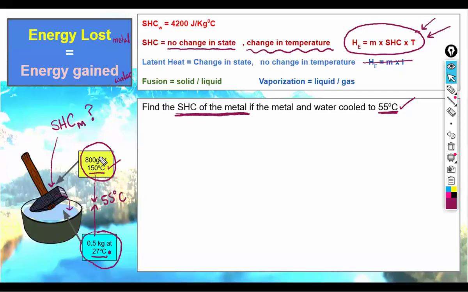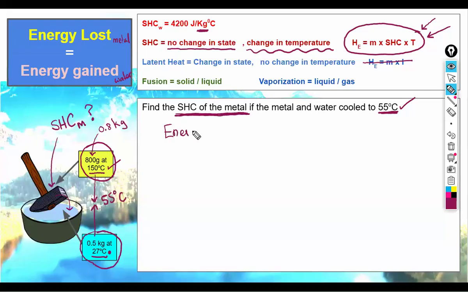Small little trick, not a big trick. You notice that the specific heat capacity values are using kilograms, right? So the small trick is the mass of the metal is given in grams. So I try to trick you there. You need to convert that to kilograms before you start the question. So you divide it by 1,000, and anybody can do that and give you 0.8.